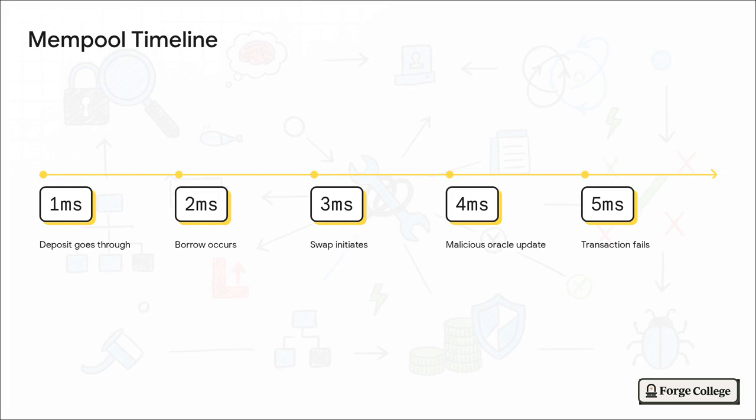Okay, so at millisecond 1, the deposit goes through. Millisecond 2, the borrow occurs. Millisecond 3, the swap initiates. But right at millisecond 4, bam, right before settlement, our malicious Oracle update transaction lands. The price completely tanks. By millisecond 5, the transaction fails because the state is now dangerously under-collateralized.